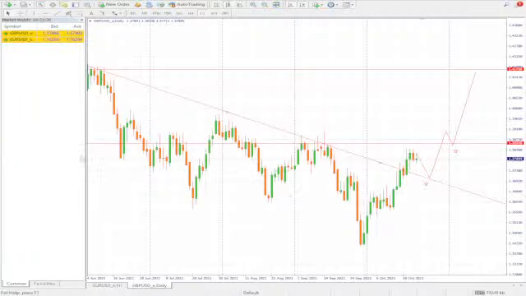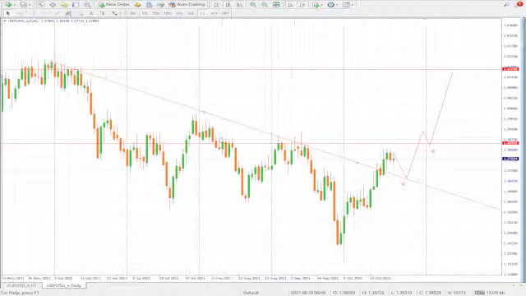Today, basically, I want us to look at two types of resistance levels. I want us to look at diagonal levels. I also want to look at the horizontal levels.